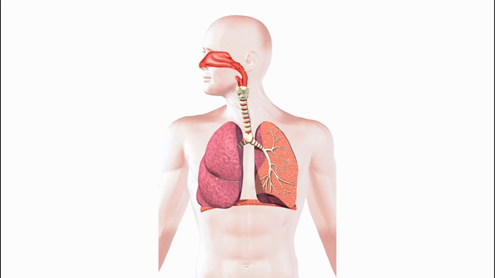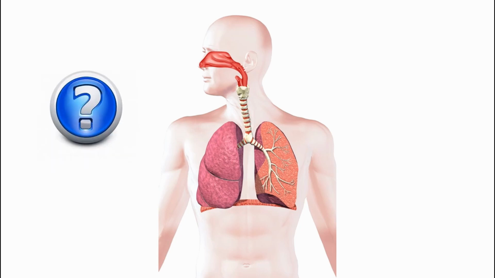This is an overview of the respiratory system. Now, where is the respiratory system? The respiratory system upper part is in the face, represented by the nose, and the neck, represented by the nasopharynx, then oropharynx, then laryngopharynx, and the larynx.